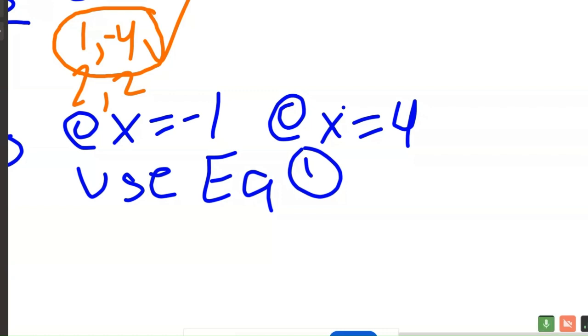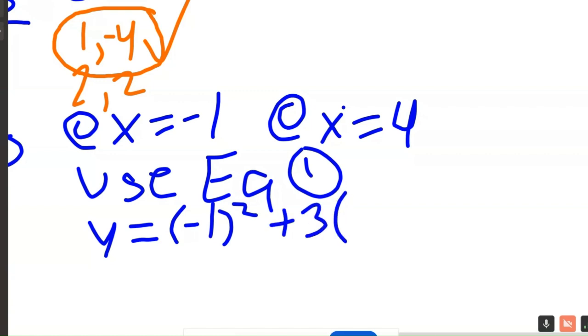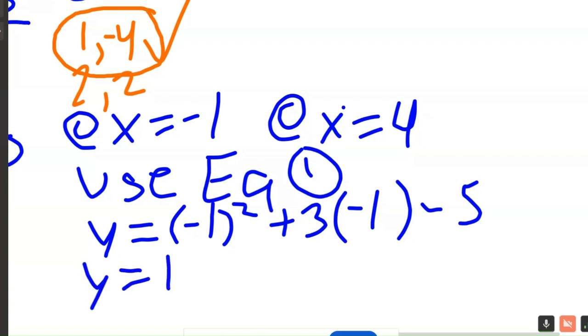For the first one, we plug in -1. We'd have y equals -1 squared, because it was x squared, plus 3 times -1, minus 5. What would that give us? -1 squared is +1. 3 times -1 would be -3, minus 5. So 1 minus 3 is -2, and -2 minus 5 is -7.